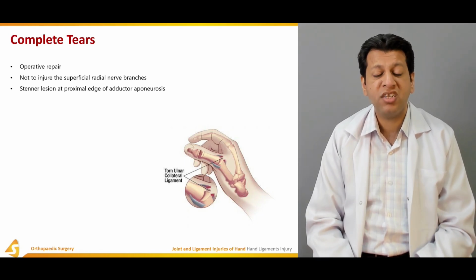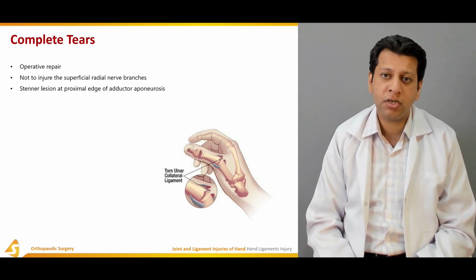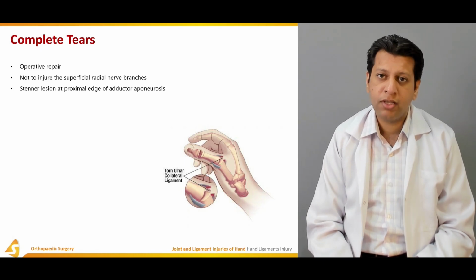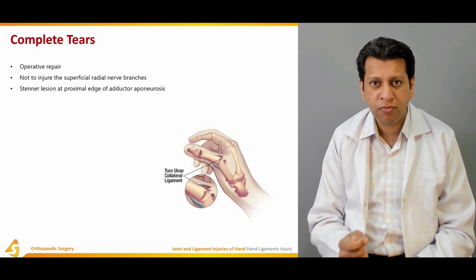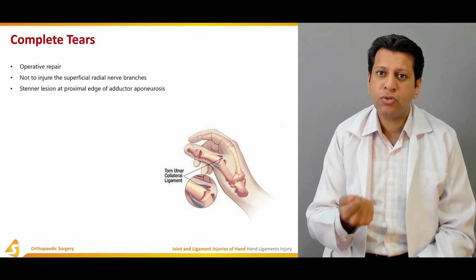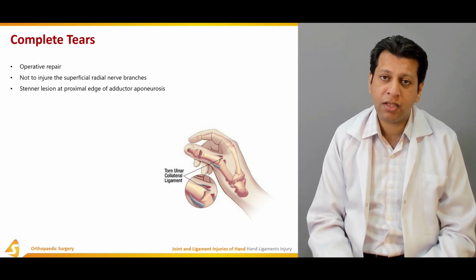There's a term called a Stener lesion. Now, what is a Stener lesion? What happens is that when the ulnar collateral ligament ruptures, it can get entrapped in the adductor aponeurosis as well. And if it gets entrapped, it will not come back to its original position and will never heal by conservative measures.